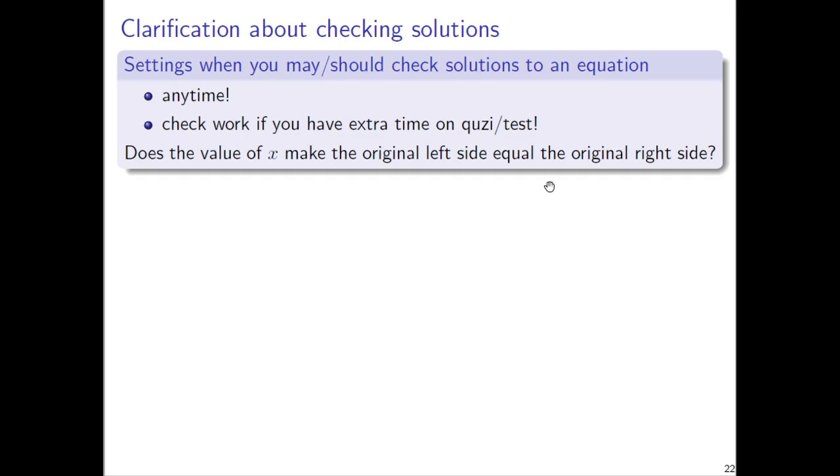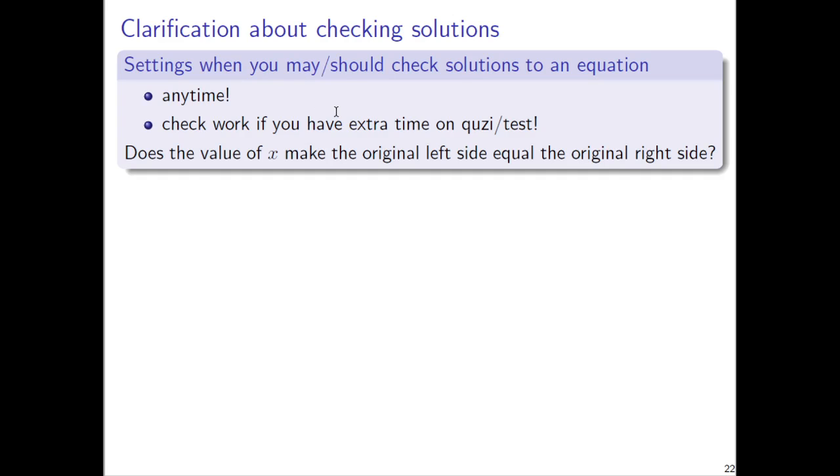What you're checking for is, does the value of x make the original left side equal to the original right side? Why would you check? Well, because if it doesn't work out, maybe there was a mistake earlier in some step, and this gives you a way to detect that there was an error. Okay, so I'm using this language carefully: situations or settings when you may check or when you should check.